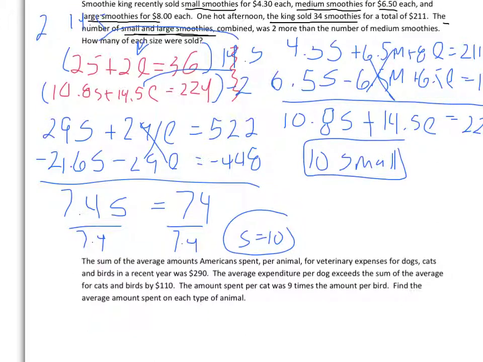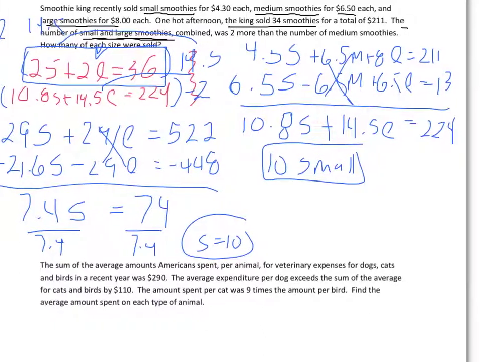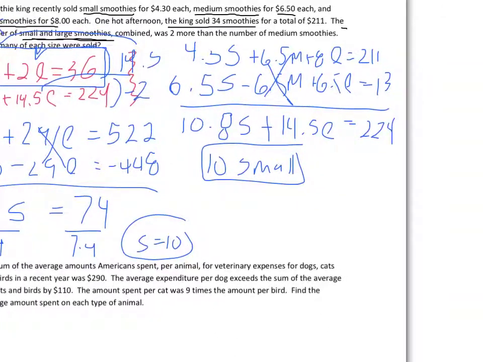Okay, so we can plug this back into here to get our L. So let's do that. I'm going to do that over to the side. So we have 2S plus 2L equals 36.